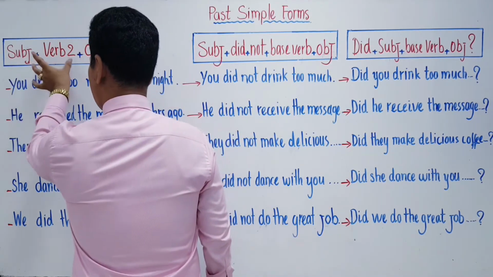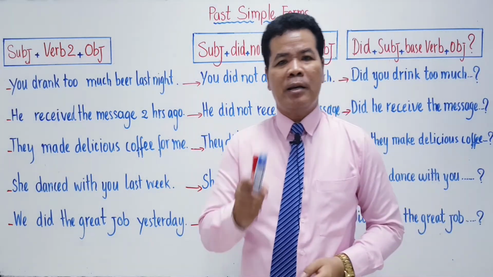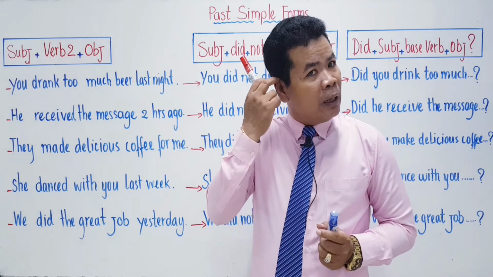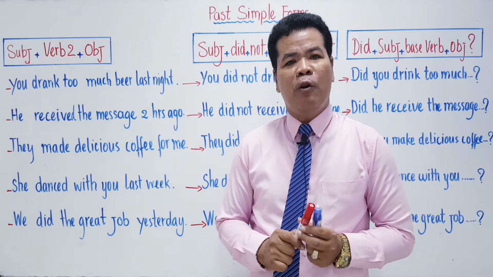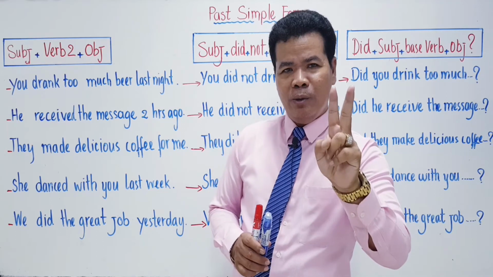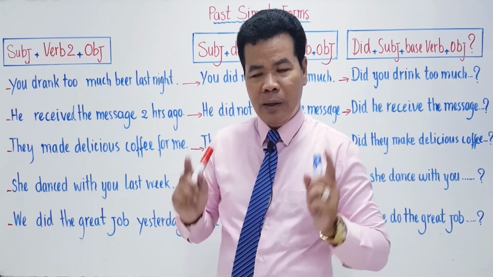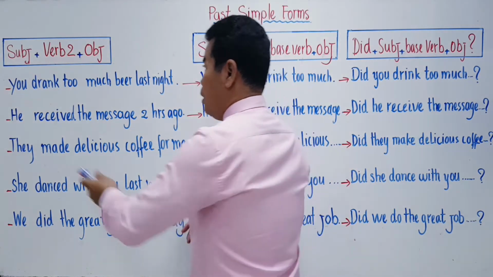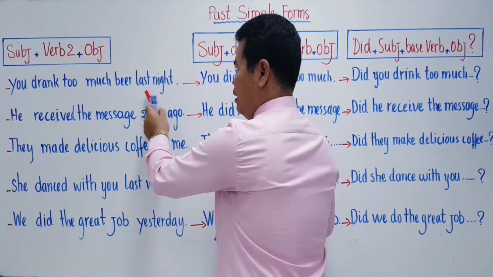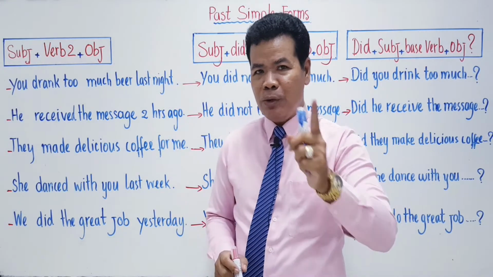Subject plus verb 2 plus object. This is the form of positive. Okay? This is the positive form. Once again, we make the positive form of the past simple by using the subject plus verb 2 plus object. Now, let's go to the example. You drank too much beer last night. You is a subject. Drink is the verb 2.